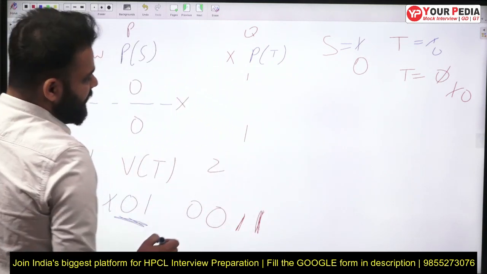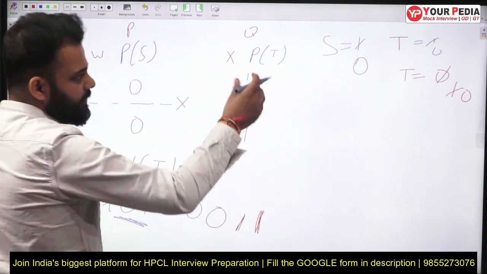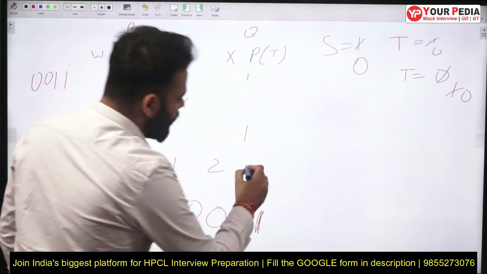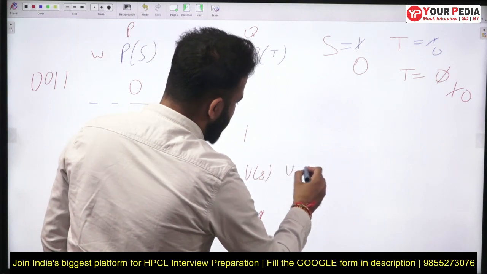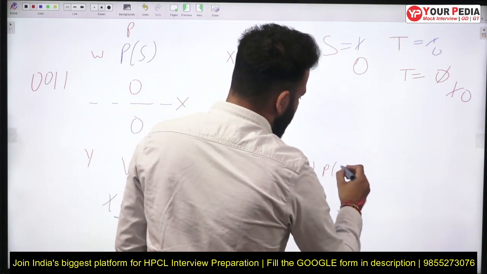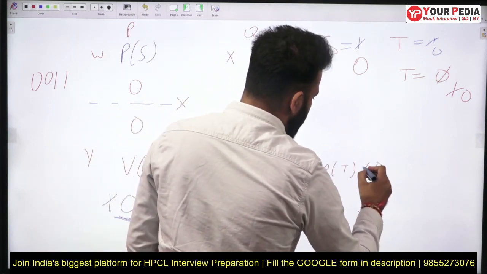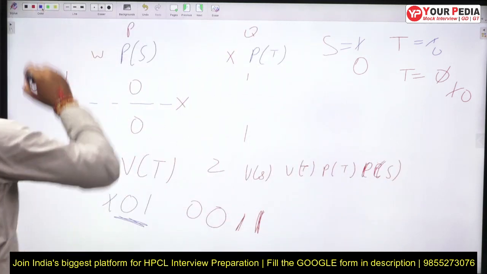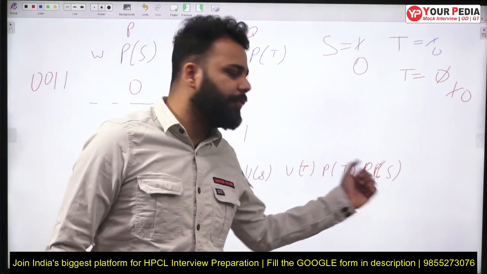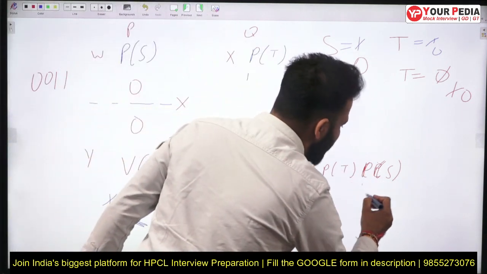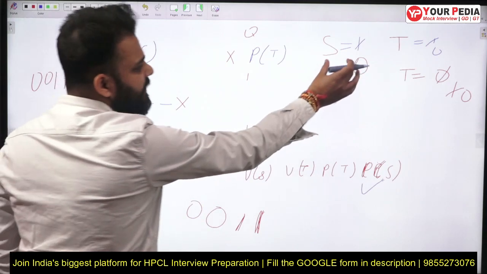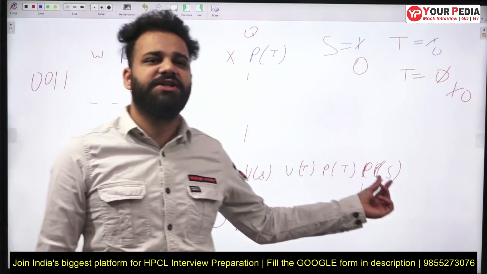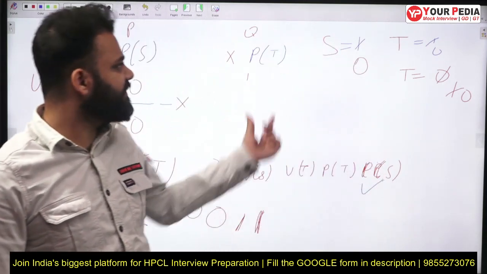Now at Z, what are the various functions you can put? V of S, V of T, P of T, and P of S. Let's see these functions one by one. Let's say you want to put P of S. If you put P of S here, S is 0 and the down operation on S will suspend this Q.